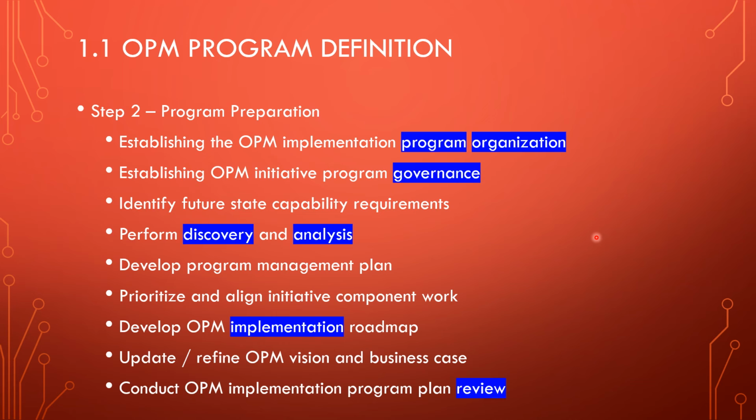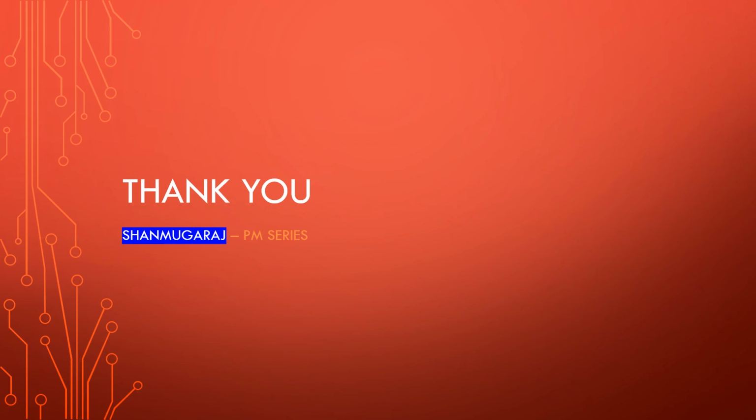right? You need to define a program, and then you have to prepare for a program, right? By creating a team, creating roles and responsibilities, defining your governance, doing feasibility analysis, having a program management plan, and implementation roadmap, and everything, right? So this is how you can define your OPM initiative, right?